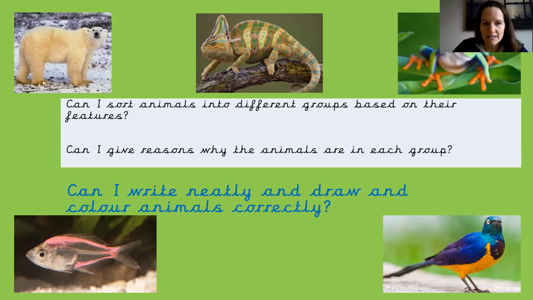So when we do science, we need to make sure that when we draw animals and color them, that we are doing accurate colors. So if I was to color a frog, I would color him green or maybe brown. If I was doing a polar bear, I would make him kind of white. So that's one of the things we're going to be working on today.